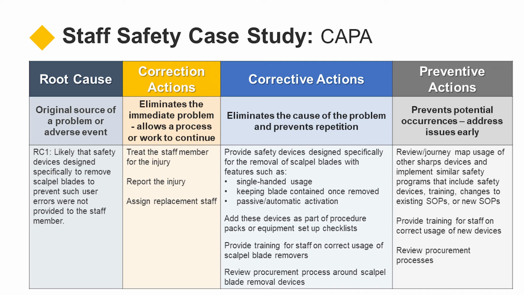Correction action is to treat the staff member, report the injury and assign replacement staff. Corrective actions include 1. Adding scalpel blade removal devices designed specifically for this purpose as part of procedure packs or equipment setup checklist to ensure standardized usage. Providing training for the staff on the correct usage of new scalpel blade removers. And lastly, to examine procurement processes around scalpel blade removal devices. Possible preventative actions to address this root cause include review or journey mapping usage of other sharps devices and implementing a similar safety program that includes safety devices, training, changes to existing SOPs or new SOPs, providing training for the staff on the correct usage of new devices, and to review procurement processes.